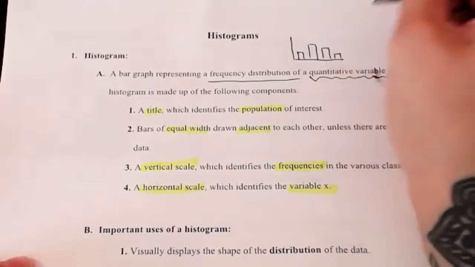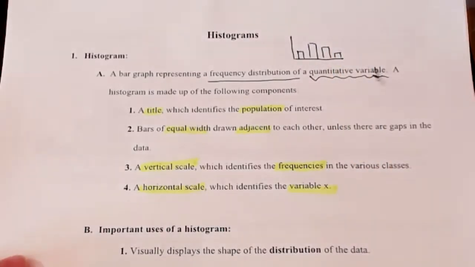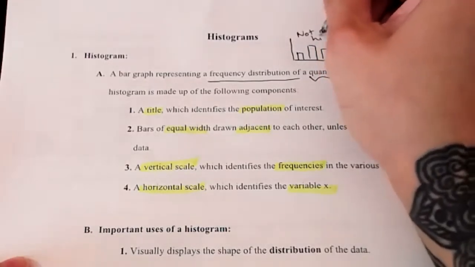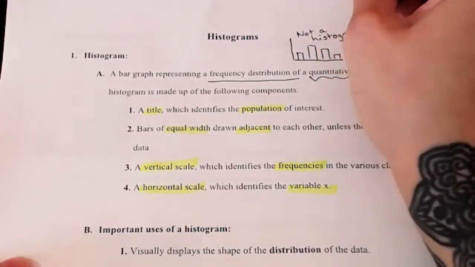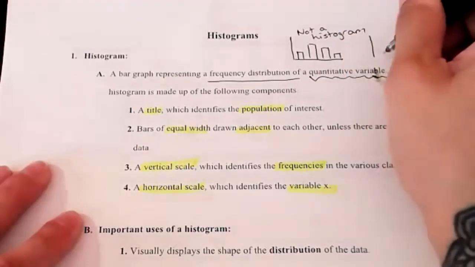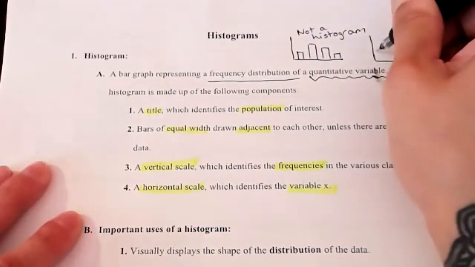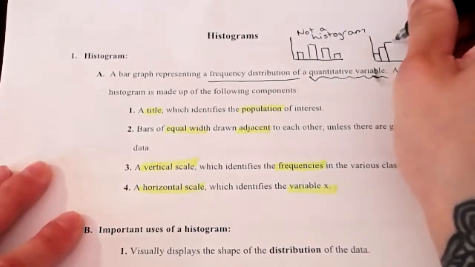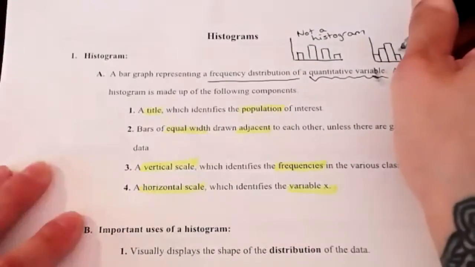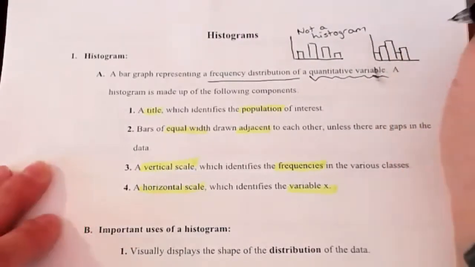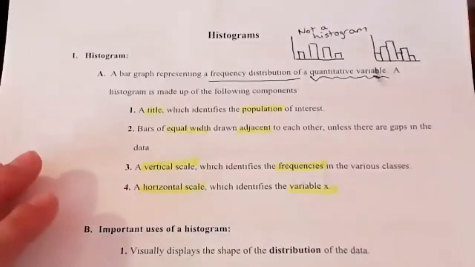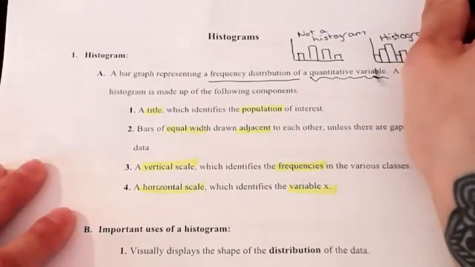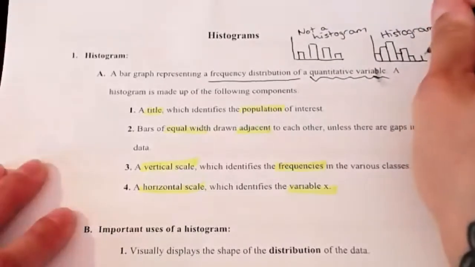Right? That's not a histogram. That is not a histogram. When you think of histograms, they're a special type of bar graph where the bars are actually adjacent to each other. So they touch each other. So it's kind of like that. Okay, that's a histogram. There are no gaps between the bars unless there's a gap in the data.